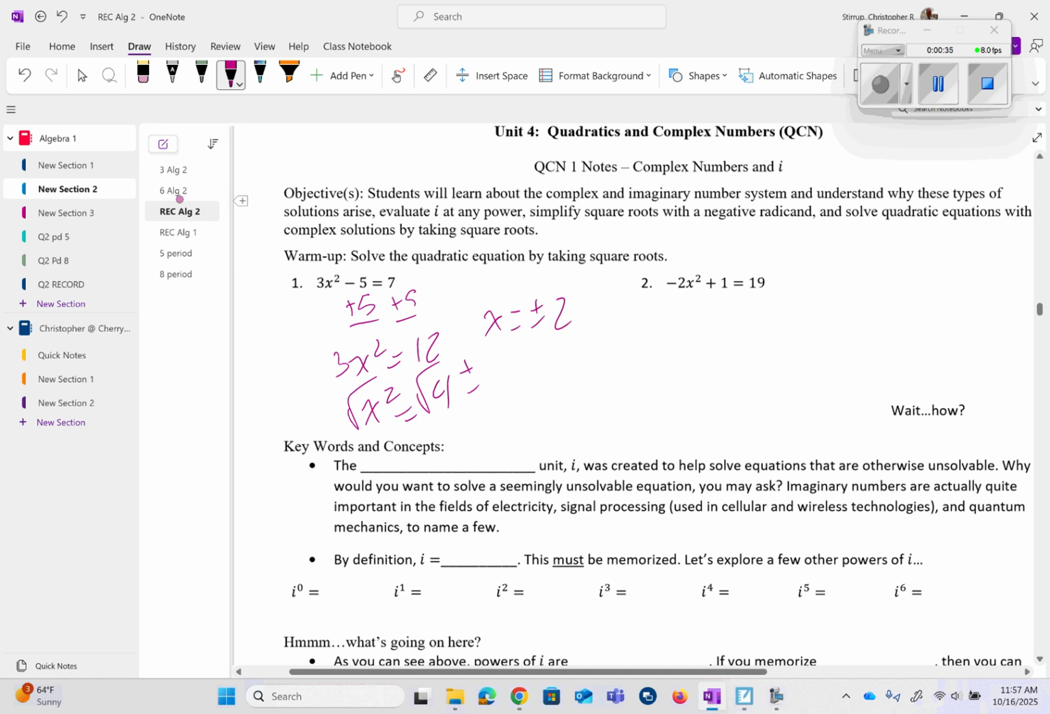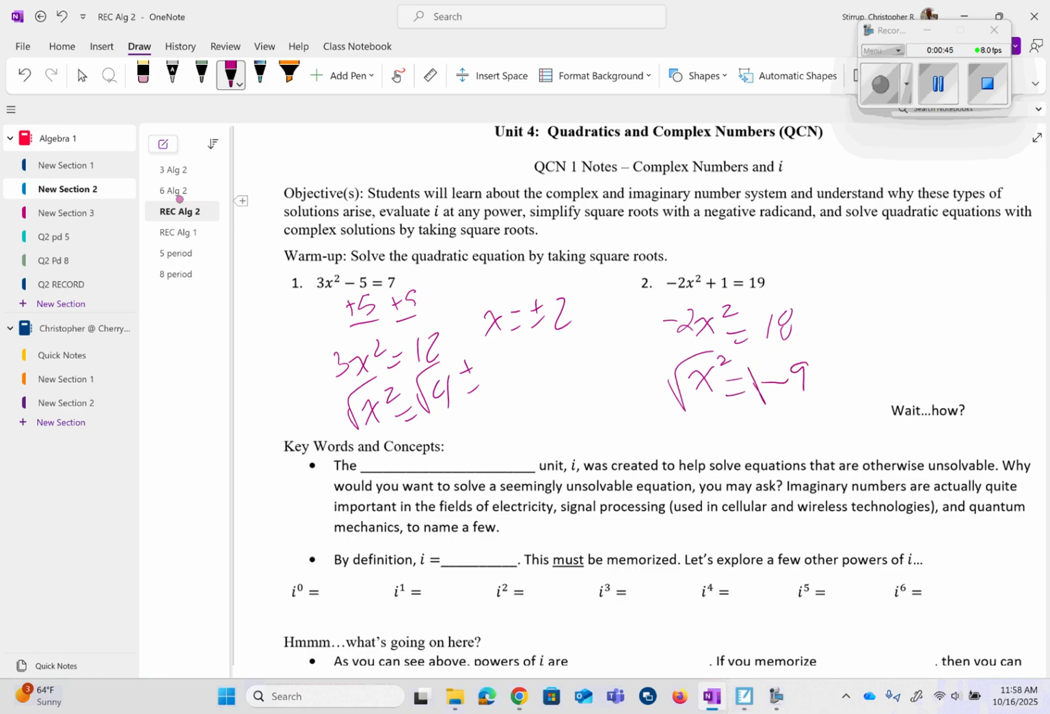This next problem, I'm going to go ahead and subtract 1. So that becomes 18. Divide each side by negative 2. And that becomes negative 9. When I do root, you do have the plus minus, but now we have to figure out what's going to take place here. From here on out, when you see an i, or see a negative underneath the square root, that means you're going to have an i as part of your answer.